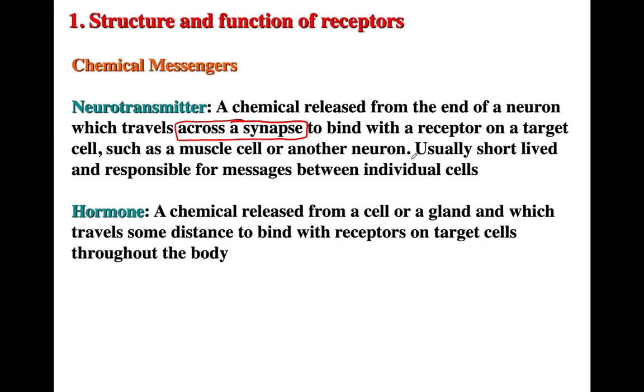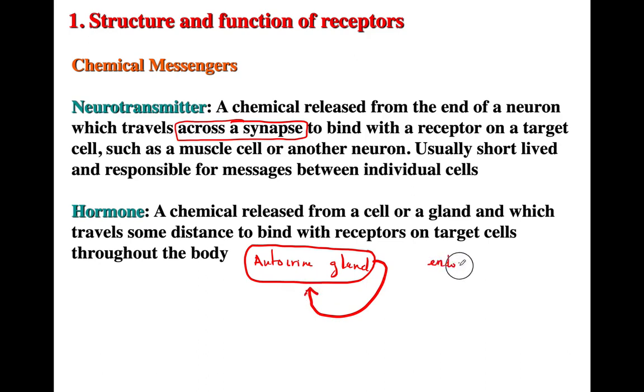And then the second chemical messengers that we are mentioning here today are the hormones. Now, hormones are going to be released from a cell or a gland, and they will travel some distance to bind to a receptor. If the cell that releases the hormone or the gland that releases the hormone has the same hormone working on it, we call them autocrine glands. And then you have endocrine glands, where they will release a hormone to go affect a different target. So these are the two types of chemical messengers that we are covering here in this class.